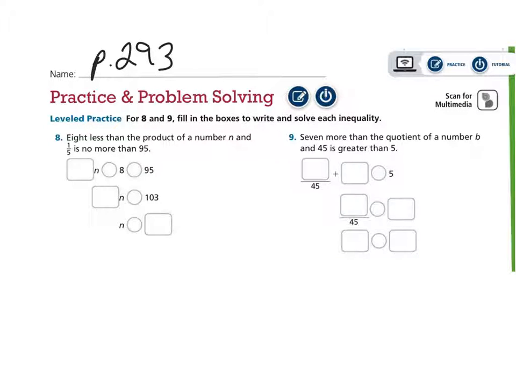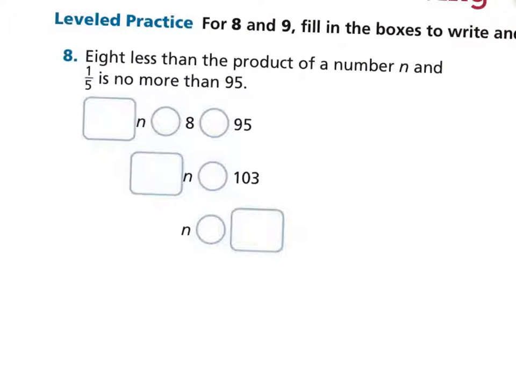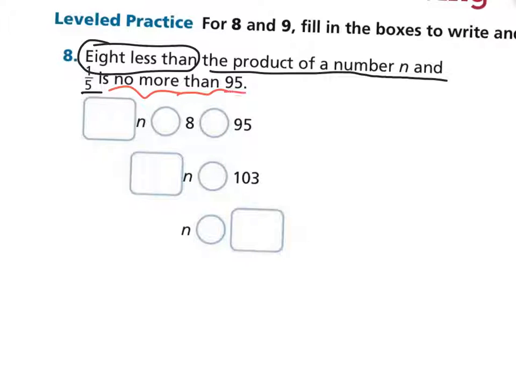Going through the page 293, 294 assignment here. So number 8. 8 less than the product of a number n and 1/5 is no more than 95. They've got the boxes here to kind of guide us a little bit. We wouldn't have to have been given any of this, so just keep that in mind. So that's why I've kind of circled and underlined different phrases here.